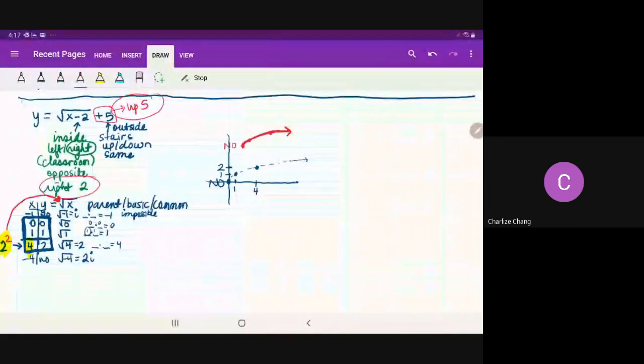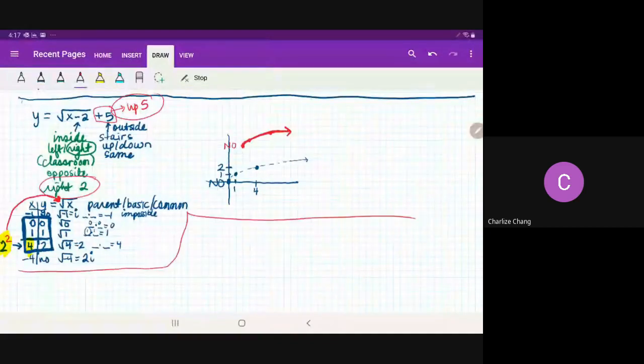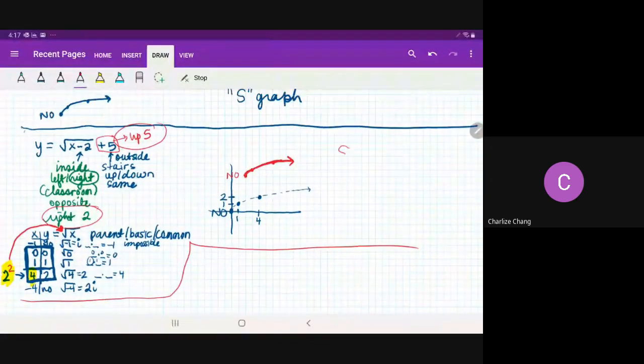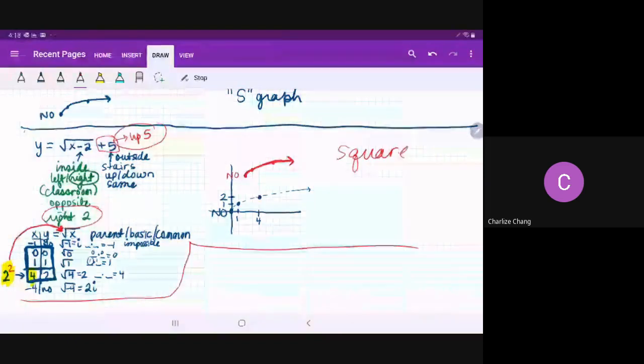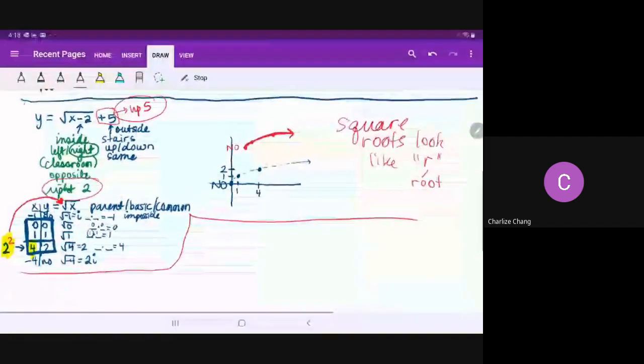Okay, so square roots look like R's. So write yourself a little message over here. Square roots look like an R. Okay, R for root. That might help you. Okay, so let's do another one.